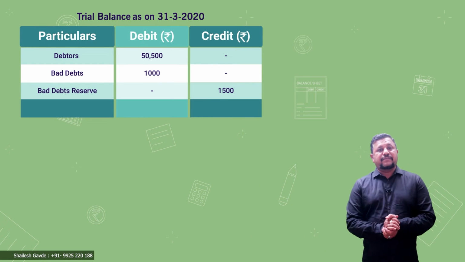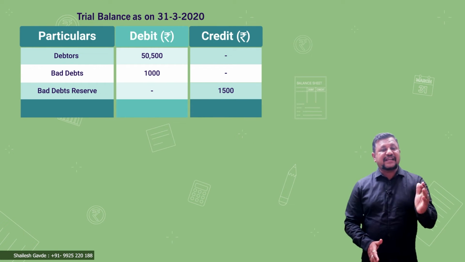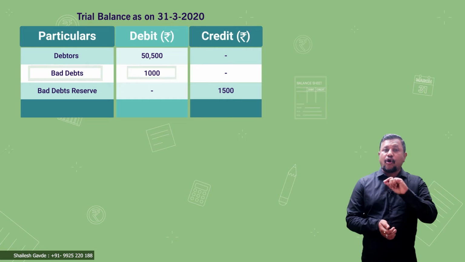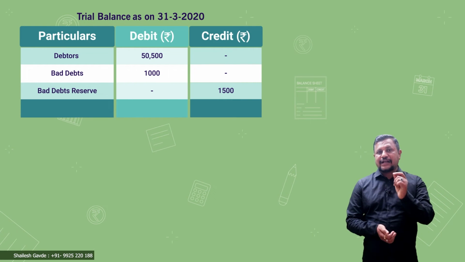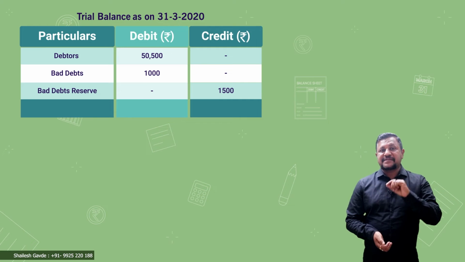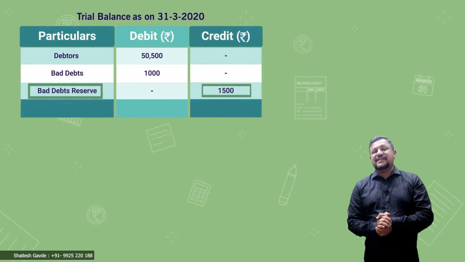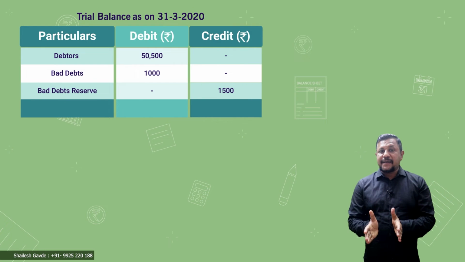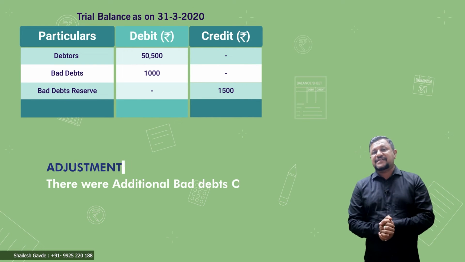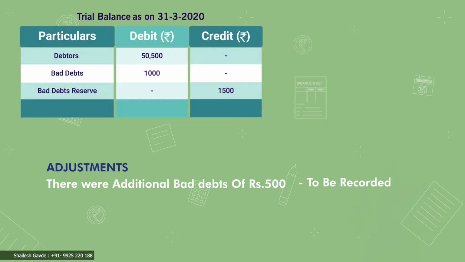So if we sum up, the bad debts which are given in trial balance, they are already recorded. It's a recorded loss. Bad debts reserve given in trial balance is last year's excess reserve. Bad debts given as adjustments, they are new bad debts yet to be recorded, and BDR given in adjustment is a new reserve which we have to create.